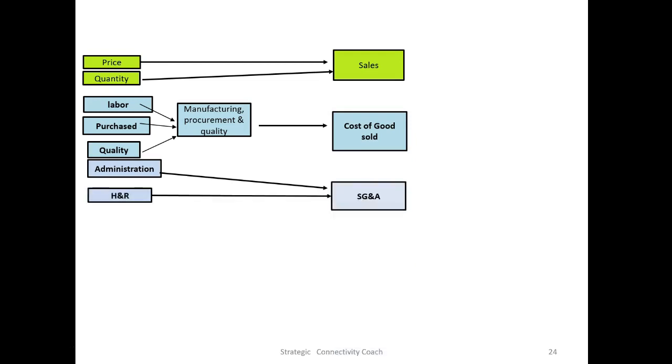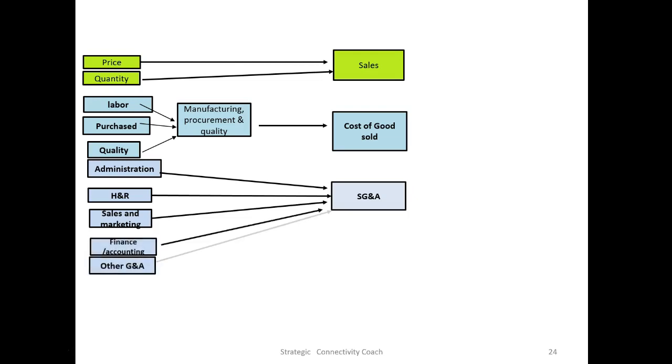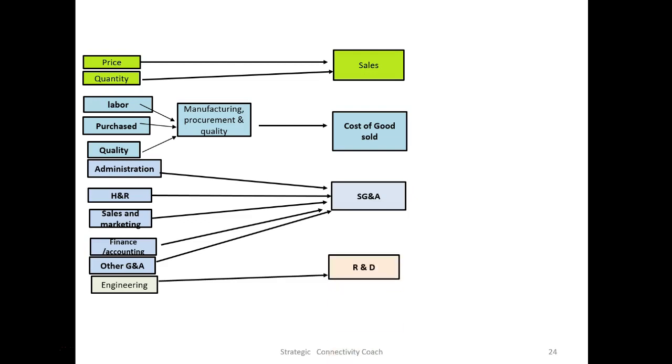HR strategy with talent optimization, improving the training that can help overall improve the performance of the organization. Anything they can do better on sales and marketing, finance and accounting, any other SG&A function. All that cost goes in SG&A. If the engineering function is big enough, they'll separate that into R&D.